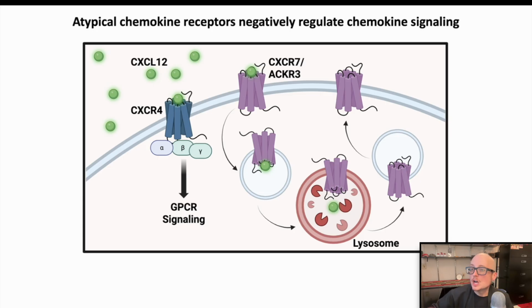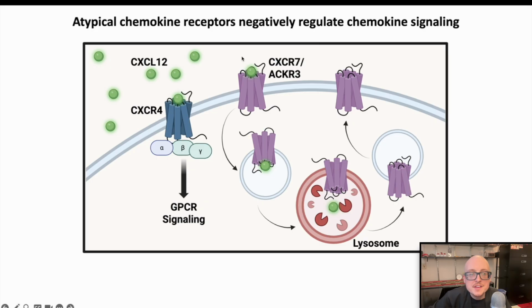And they do a variety of other things that tend to regulate chemokine signaling rather than promoting the traditional effector responses of chemotaxis and so on. I'm giving you an example of a particular atypical chemokine receptor on this slide. This is just one example to illustrate the point.